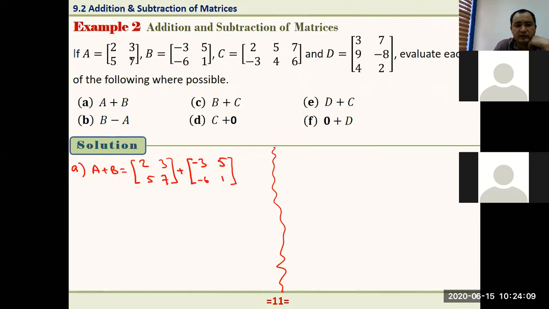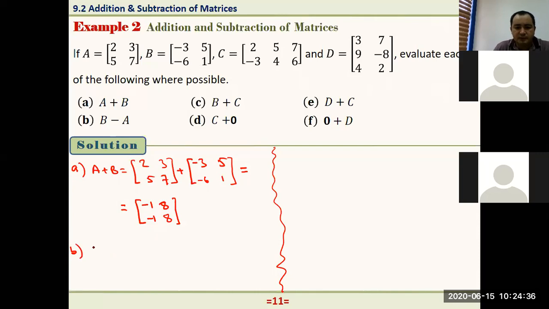So from here, I know that these two matrices have the same dimensions, so it is possible to add two matrices. We know that we need to add their corresponding entries. 2 plus negative 3, that is negative 1, and 3 plus 5, that is 8. 5 plus negative 6, that is negative 1. 7 plus 1, that's equal to 8. Okay, so this is the result.